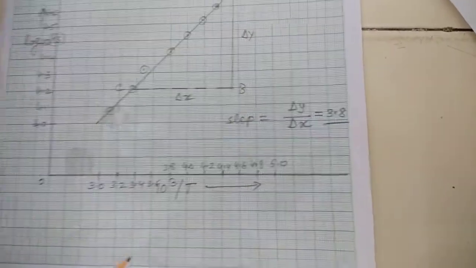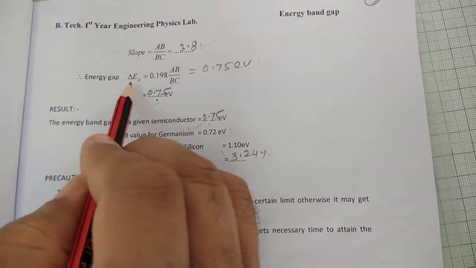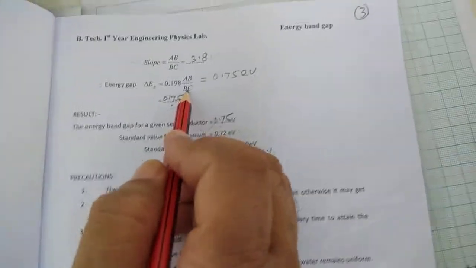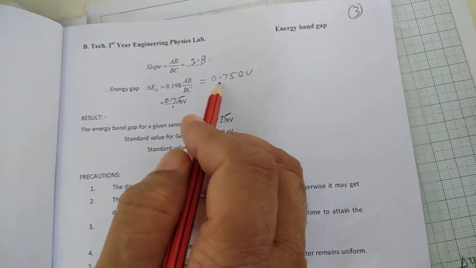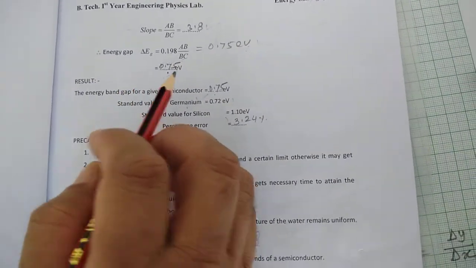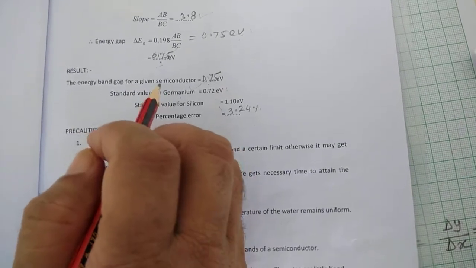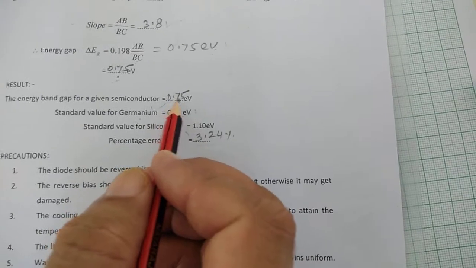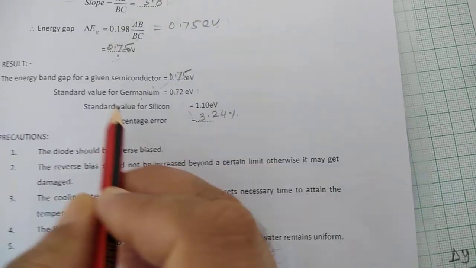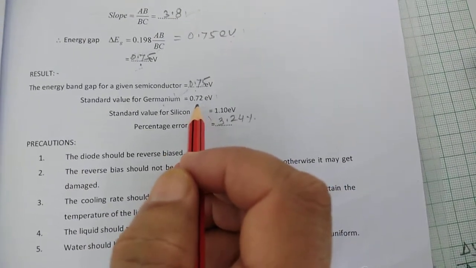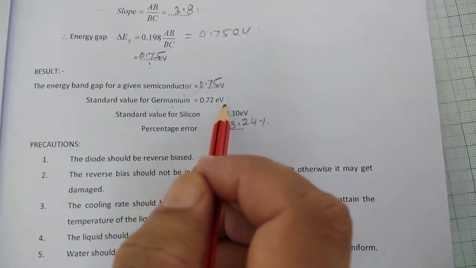If we place this value from the graph in the formula, then energy gap delta Eg equals 0.198 times AB upon BC, meaning slope. So it comes to 0.75 electron volt. Now the results can be obtained: the achieved outcome is 0.75 electron volt, while the standard value for the semiconductor used here, germanium, is 0.72 electron volt.